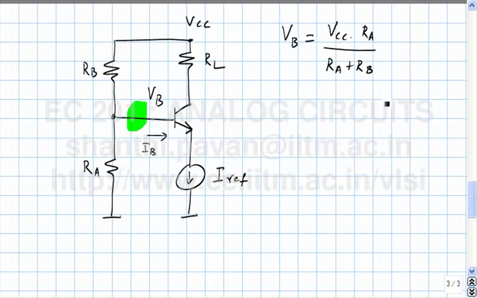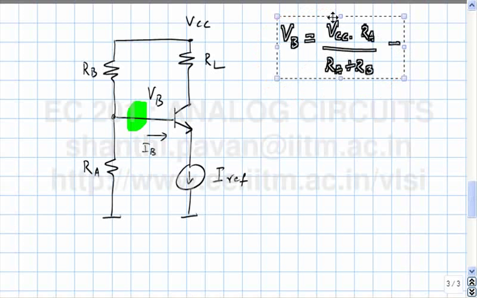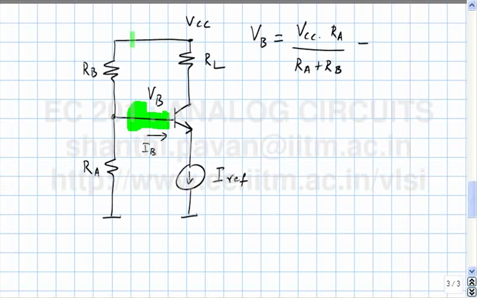Will it be greater than this value or smaller than this value? Smaller than this, because you have IB flowing here, you have VCC here, you do it one at a time. So if IB wasn't there, this voltage would be VCC times RA by RA plus RB. If VCC weren't there, what will that voltage be? It will be minus IB times RA parallel RB. The potential at the base will be influenced by the base current.